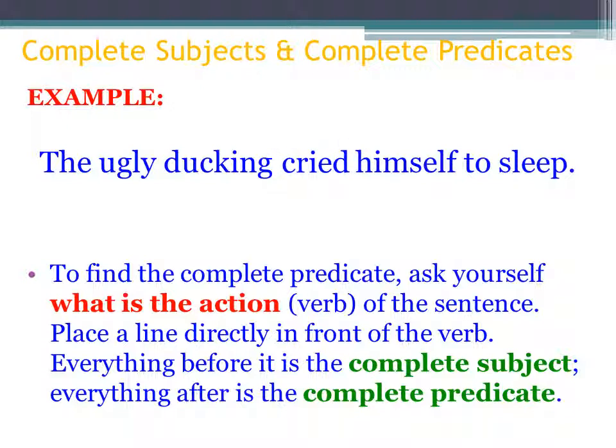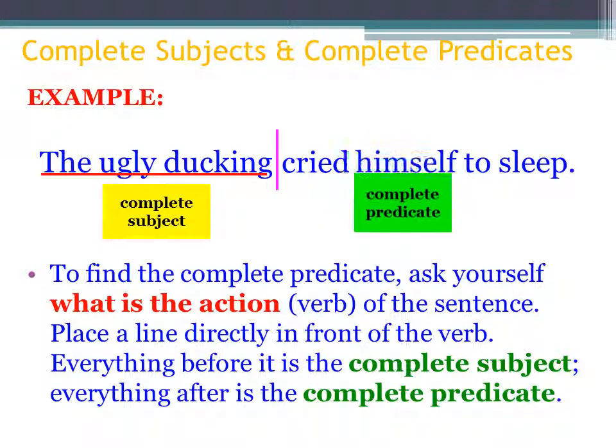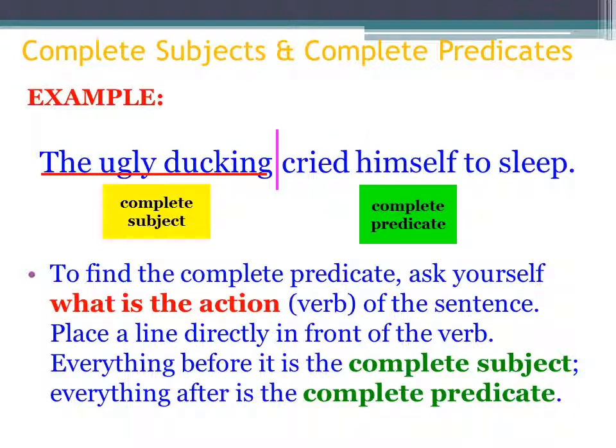So again, we go down, it says, place a line directly in front of that verb. The line goes in front of the word cried, like so. Now we've separated the complete subject from the complete predicate. What comes in the front is the complete subject. We can underline this to show how it is different from the complete predicate, which we are going to circle. Complete subject, complete predicate.